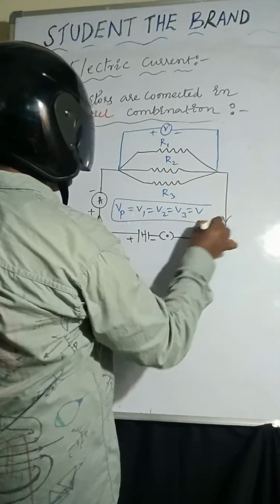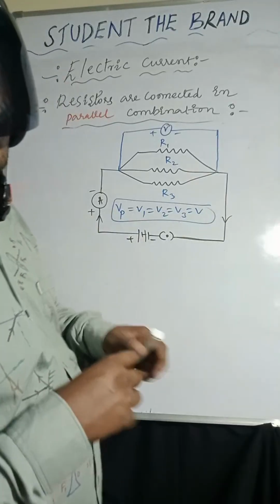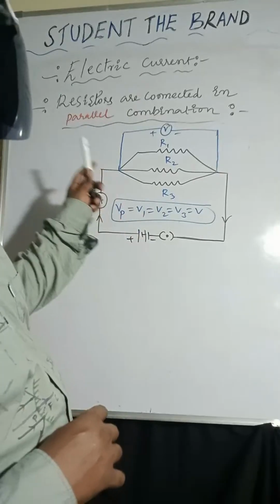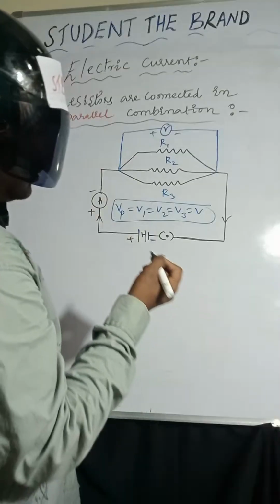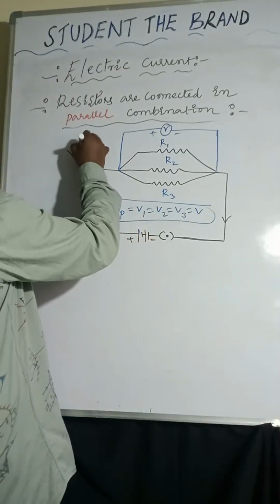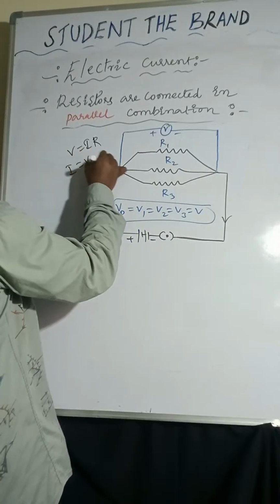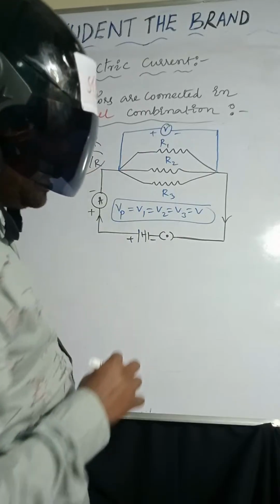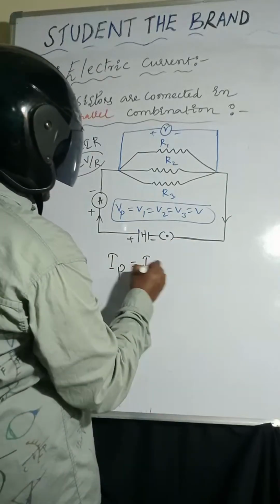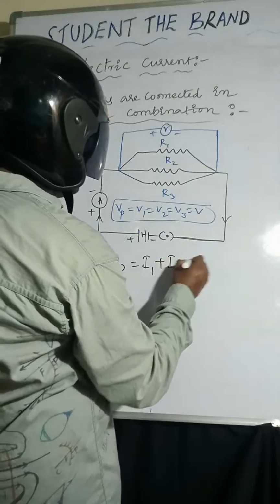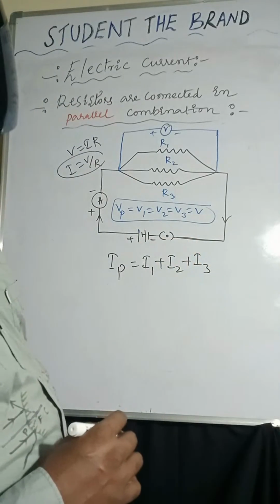So potential difference is the same. Potential difference is the same. Yes or no? Now you can see potential difference is the same. From Ohm's law, V equals IR, so I equals V by R. So that's why Ip equals I1 plus I2 plus I3.